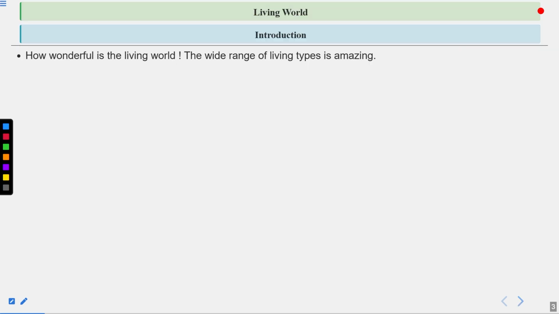So let's start with the introduction of this chapter. How wonderful is the living world? The wide range of living types is amazing. If you go outside and look around, you can see different types of species, different types of living organisms. There are different species of animals, plants, and insects, and there are different species of microorganisms also, which you can't see with the naked eye. So how wonderful is the living world?